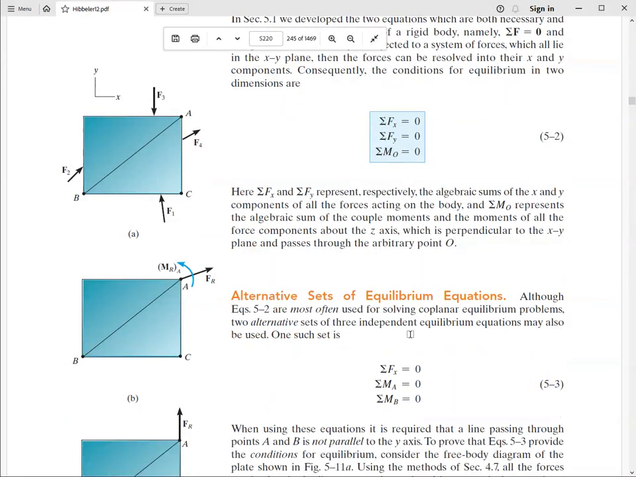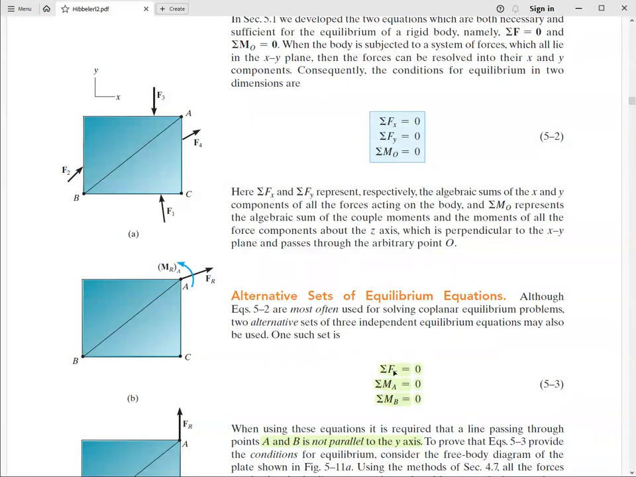But instead, we can state the equilibrium equations as one sum of forces and then two sums of moments about two different points. And these points have to be not parallel to the y-axis. So, the other axis. If I have x here, it should be not parallel to the x-axis.